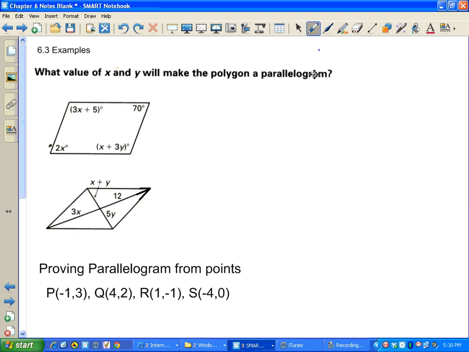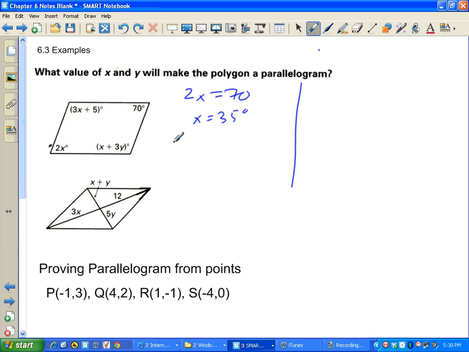What value of x and y will make the polygon a parallelogram? Well, let's see. I know that in order to be a parallelogram, opposite sides need to be equal or congruent. Or I could say that the consecutive angles have to add up to be 180. So 2 options here: I could use opposite sides being equal, or opposite angles being equal. So I could say 2x has to be the same as 70, which would mean that x would be 35 degrees. Then these have to be equal also.